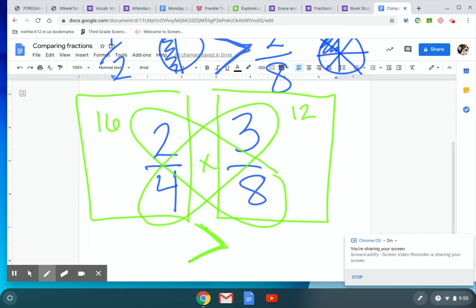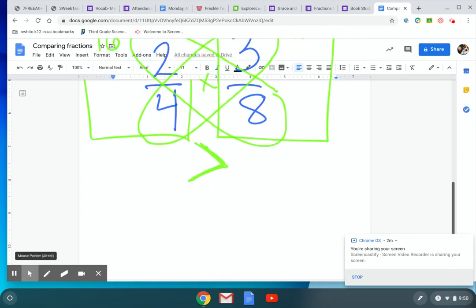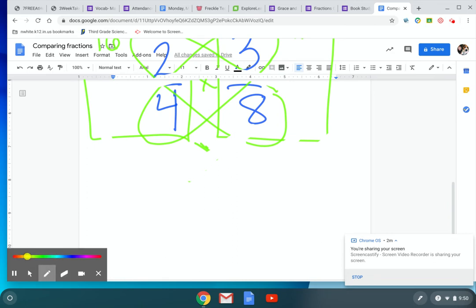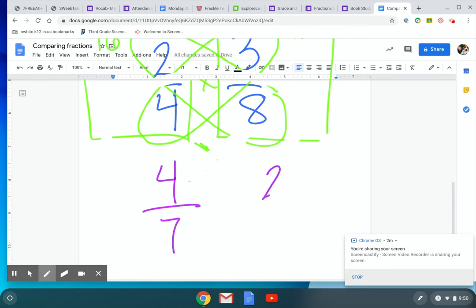See? And you guys love to multiply and know how to multiply, so it can make it a lot easier for you here. I'm going to do another one so you guys can see better what I just did. Okay, so I'm going to do another color, purple. Okay, let's do 4/7 and 2/9. That's a little bit trickier.